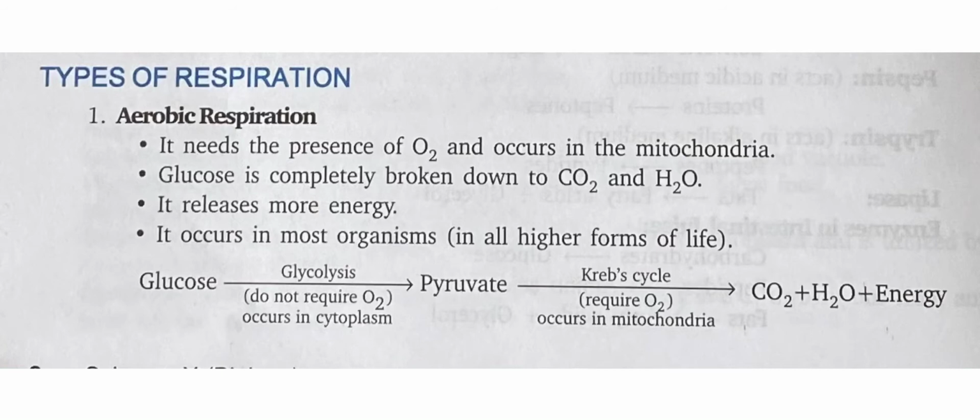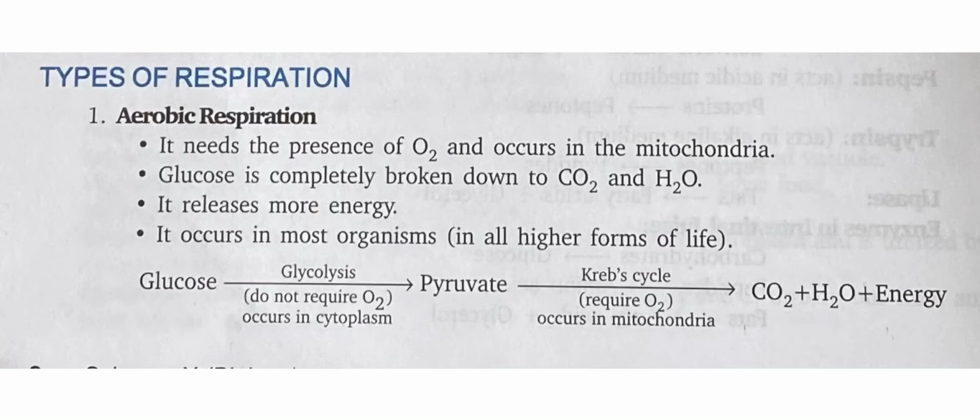So glucose, by the process of glycolysis, gets converted into pyruvate, and this occurs in the cytoplasm where oxygen is not required. Now pyruvate is getting converted into carbon dioxide and water, and energy is released by the process of Krebs cycle, and it occurs in mitochondria where oxygen is required.